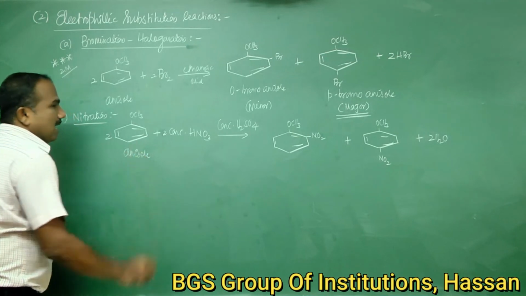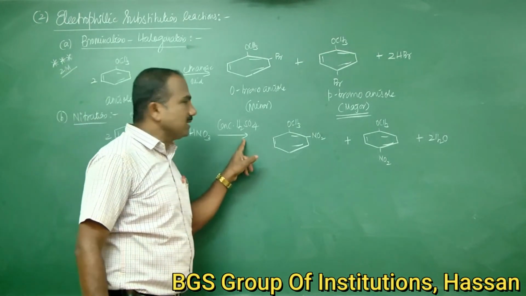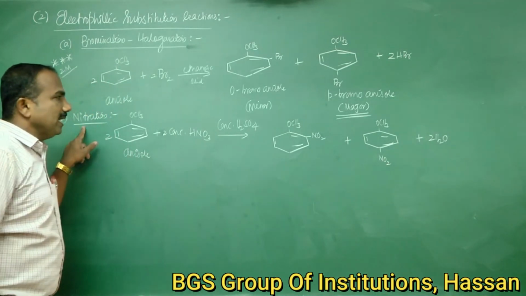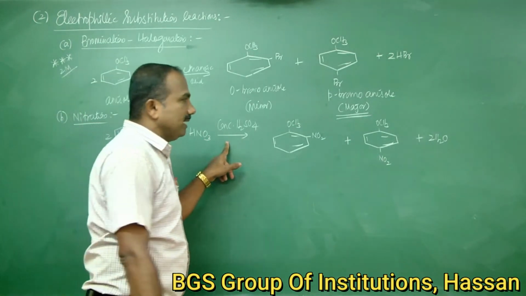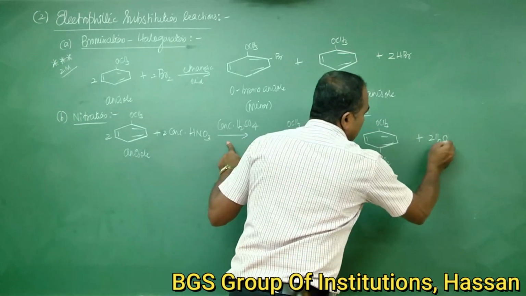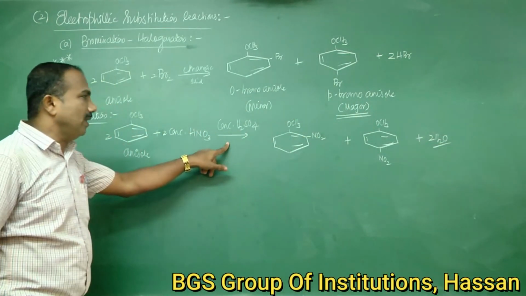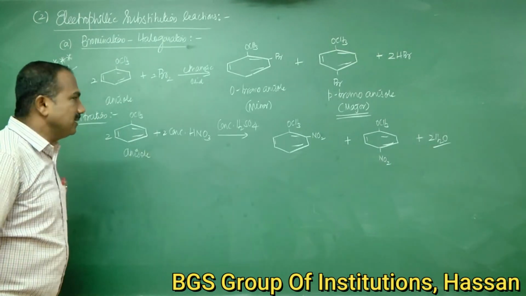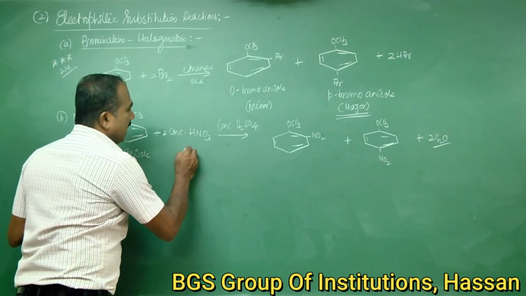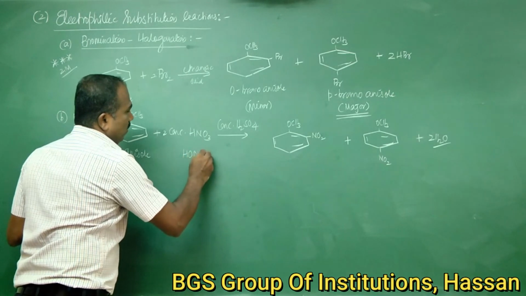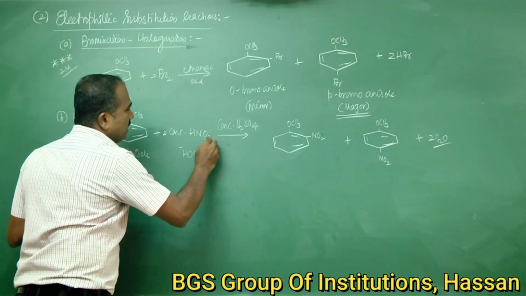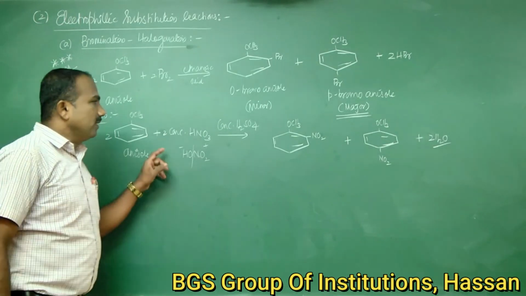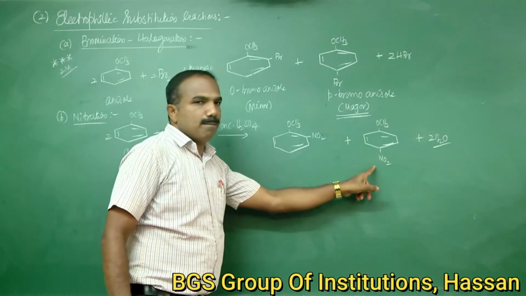So anisole reacts with concentrated nitric acid in presence of concentrated sulfuric acid. These two are the nitrating mixture. Here concentrated sulfuric acid acts as a good dehydrating agent. It removes elements of water molecule and also acts as a catalyst in order to release the electrophile, that is nitronium ion, OH minus, NO2 plus. This is the electrophile nitronium ion. So they will prefer to attack at ortho and para positions.